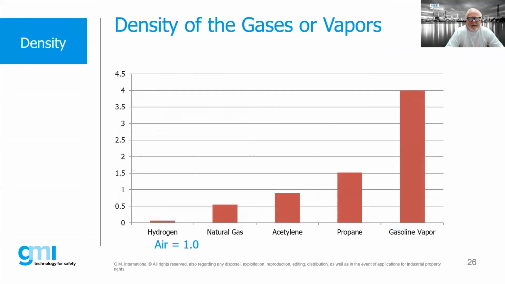So some of the other factors that go into the area classification is the density of the gases and vapors.